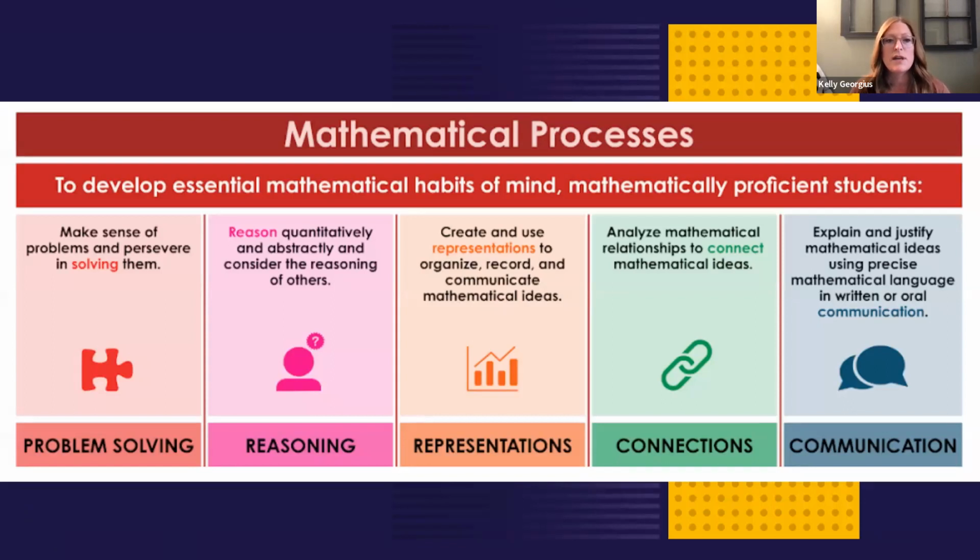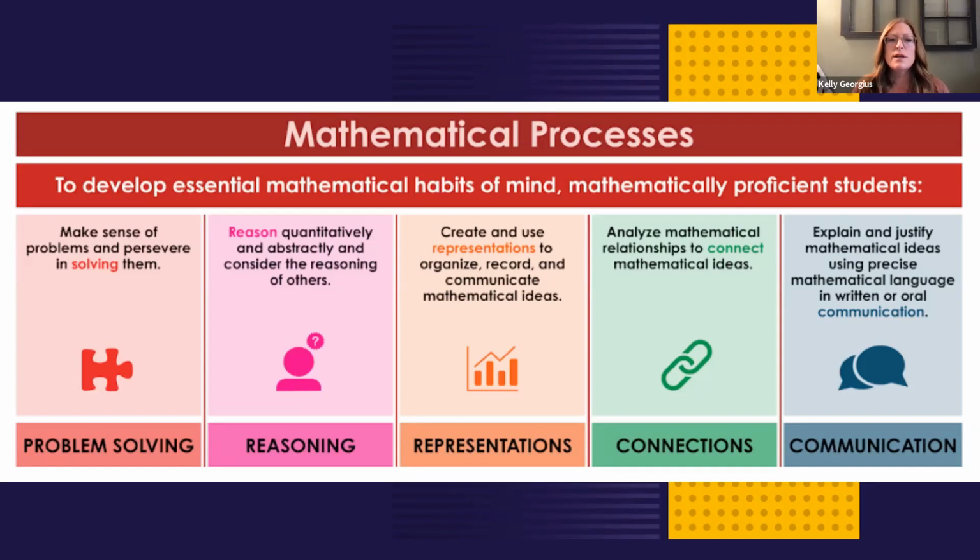So the first one is problem solving. And this is really that students are the ones solving problems. They are using multiple strategies. They're persevering when they get stuck or when one strategy doesn't work. Reasoning is really the idea of making sense of both quantities, what does a number mean, but also abstract ideas within math. They are comparing strategies. They're really talking a lot about efficiency. So yes, there's lots of ways to solve these problems, but which ones are most efficient in certain situations?